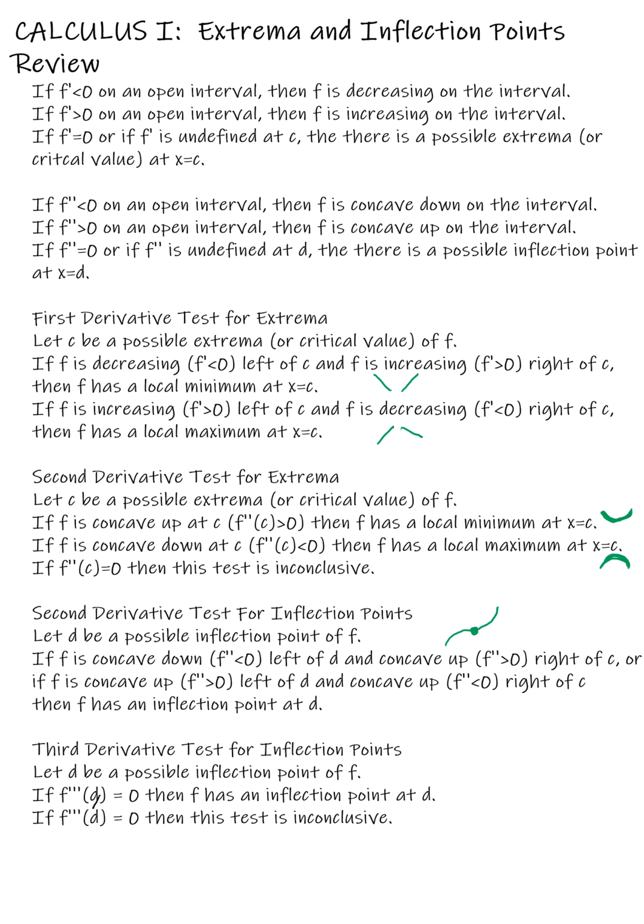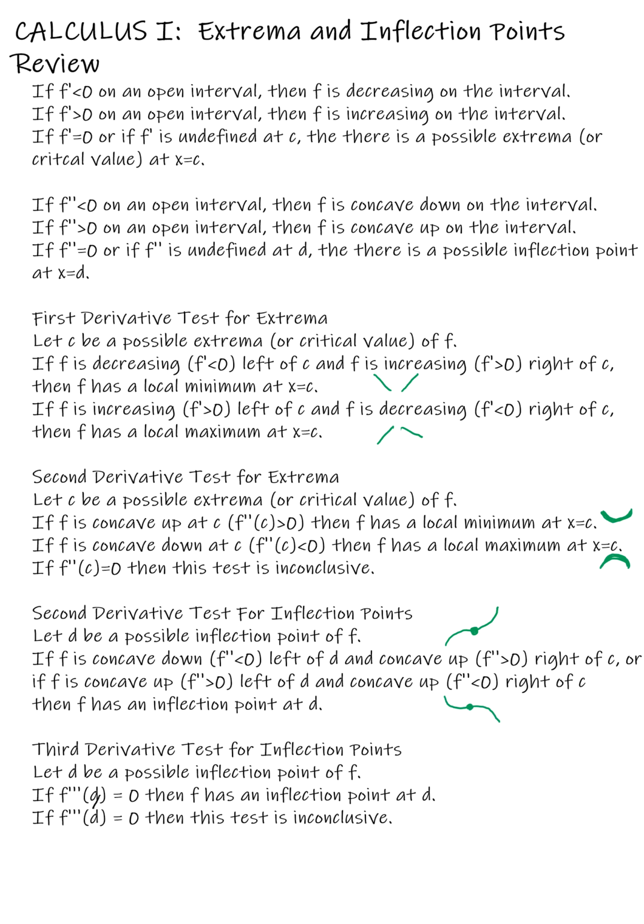Or if our function is concave up on the left, meaning the second derivative is positive, and it's concave down on the right, meaning the second derivative is negative, that would also give us an inflection point.